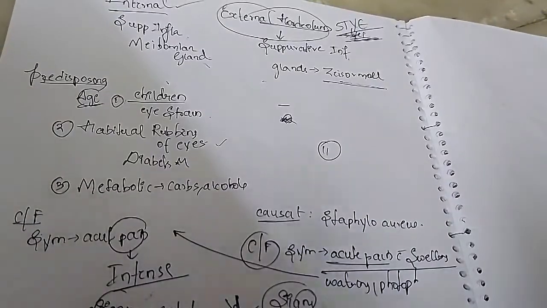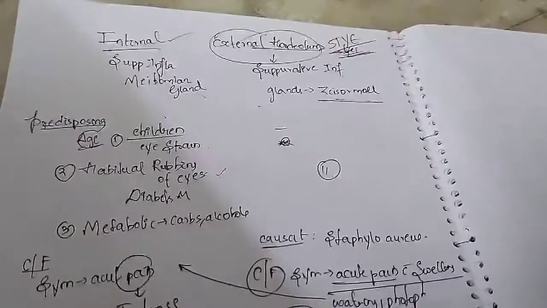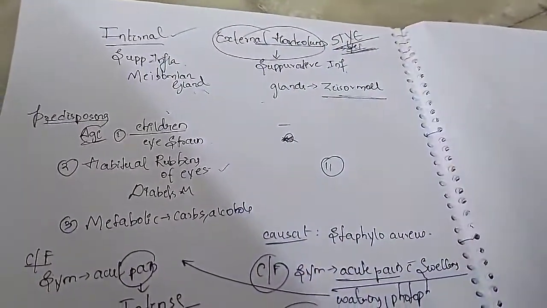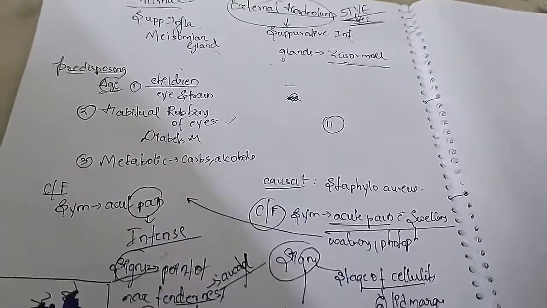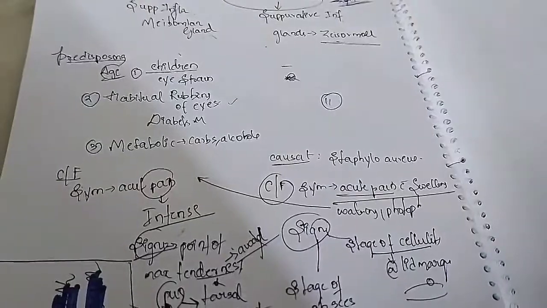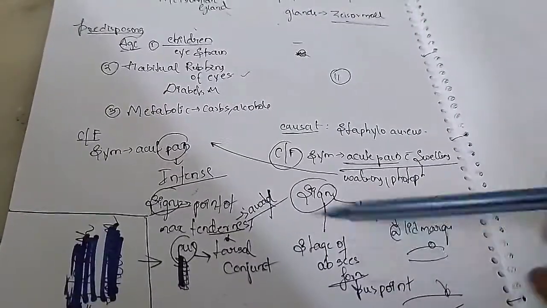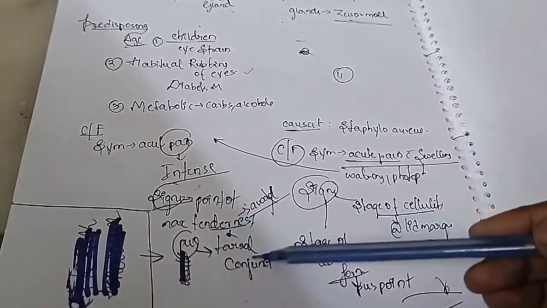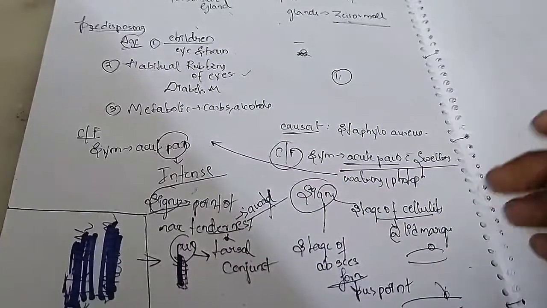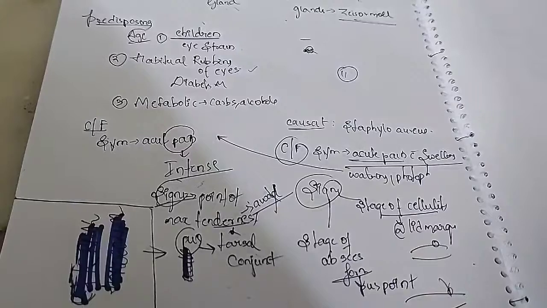Let us once again talk about the basic differences between external and internal hordeolum. The basic difference is that here the meibomian gland is involved, and here the glands of Zeis and Moll are involved. Here the pain is more intense in internal compared to the external, and in internal the pus point is towards the tarsal conjunctiva, but here the pus point is at the cilia, or you could say at the lid margin, right? That is the difference between internal and external hordeolum.